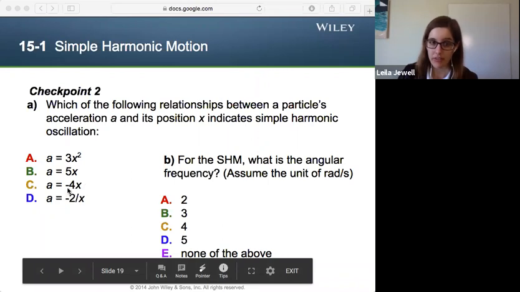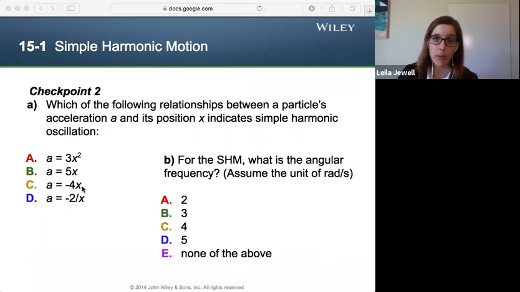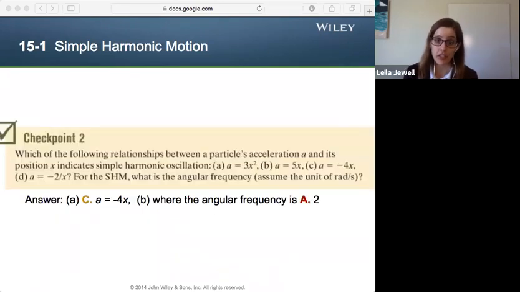There's a negative and the acceleration is proportional to the displacement, not the displacement squared or 1 over the displacement, but just the negative displacement. And then for the angular frequency, let's double check part A first. So, it is C. For the angular frequency, it says it's A2.